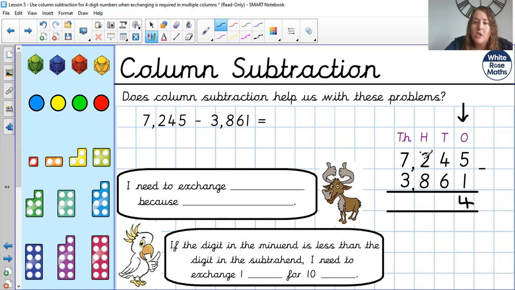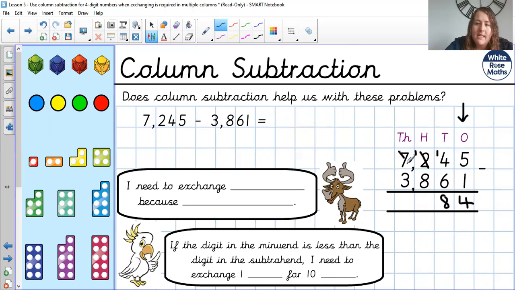So I'm going to need to exchange, crossing out the 2 to leave a 1, and popping my 1 next to my 10. So I've now got 14 tens. And now I can do 14 take away 6. 7, 8, 9, 10, 11, 12, 13, 14 is going to leave me with 8. 1 take away 8. Now I can't do that either.